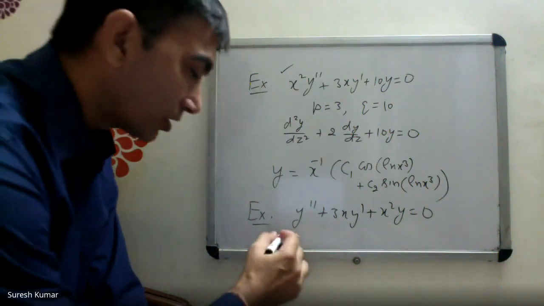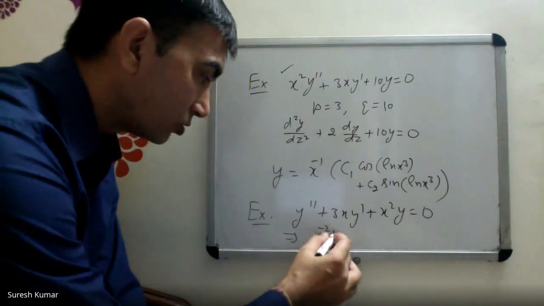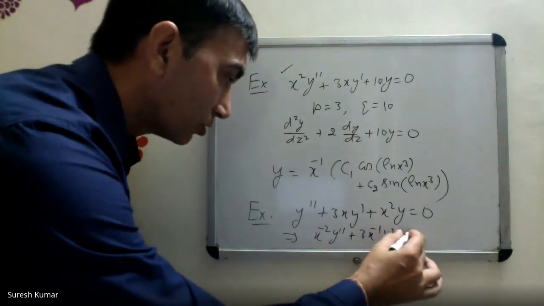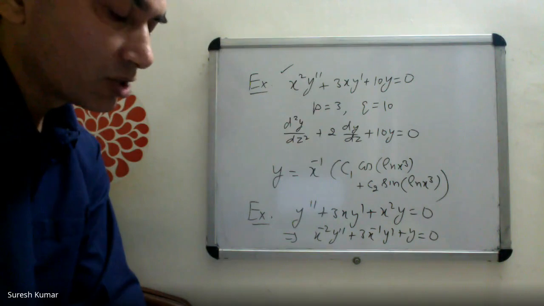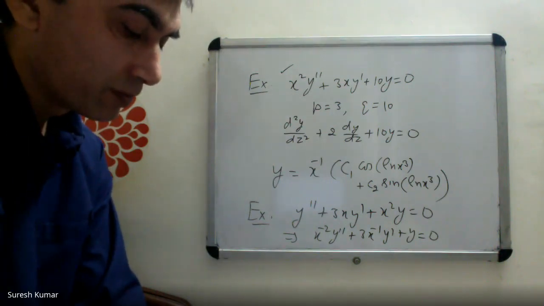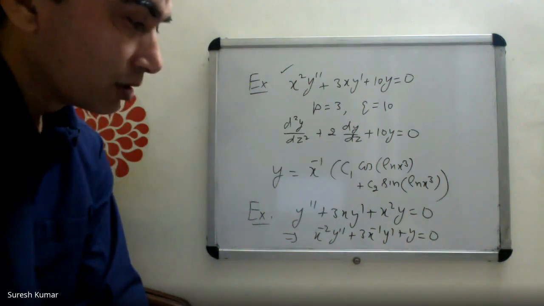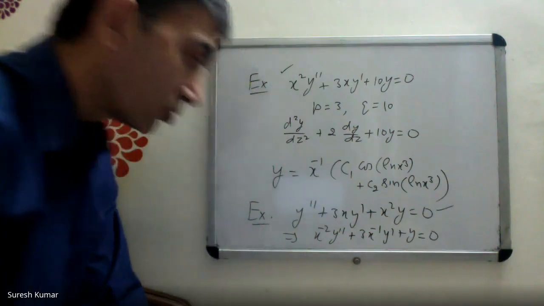Someone may try like this. Let's divide throughout by x square. It is x power minus 2 y double prime plus 3 x power minus 1 y prime plus y equal to 0. But after that, the transformation x equal to e power z is not valid. Fact is that you cannot apply this transformation to solve this equation.